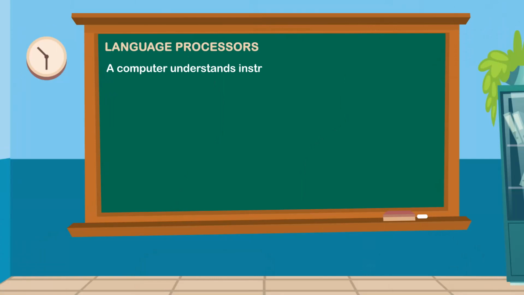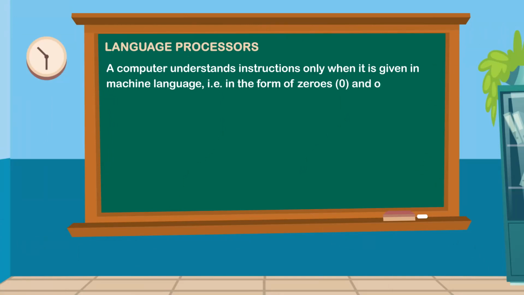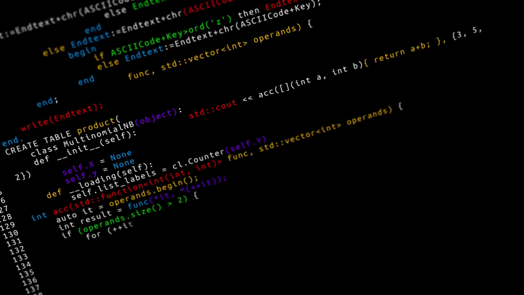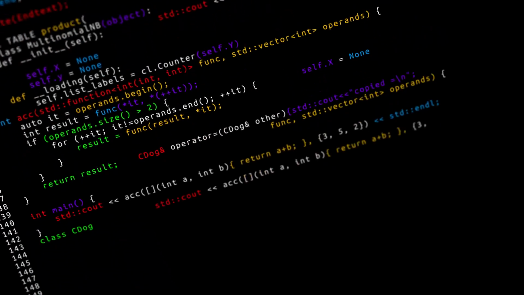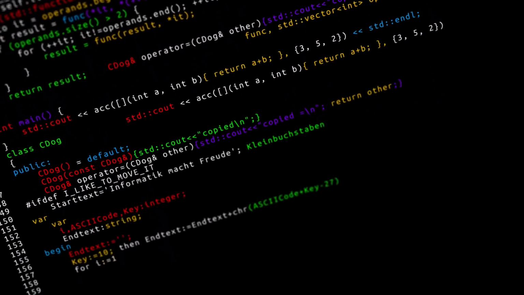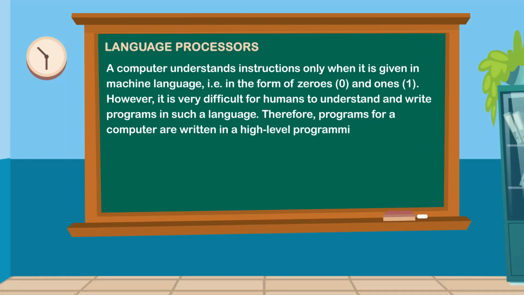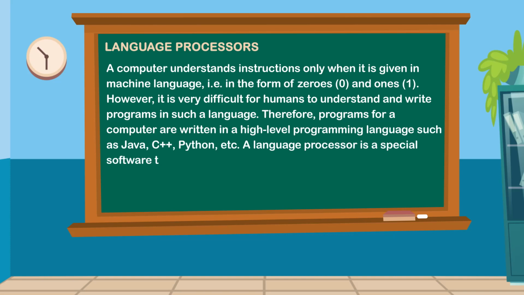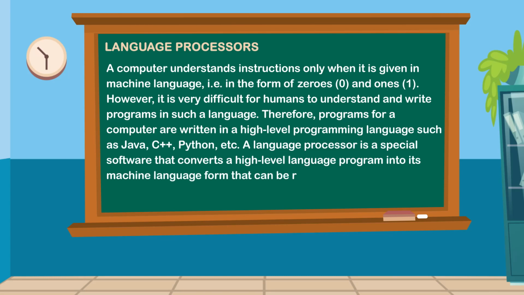A computer understands instructions only when it is given in a machine language, that is, in the form of zeros and ones. However, it is very difficult for humans to understand and write programs in such a language. Therefore, programs for a computer are written in a high-level programming language such as Java, C++, Python, and others. A language processor is a special software that converts a high-level language program into its machine language form that can then run on a computer. Some examples are again right here.